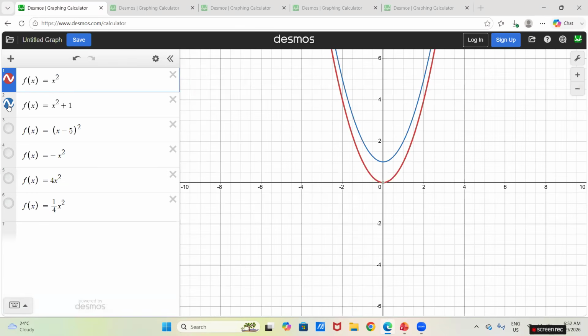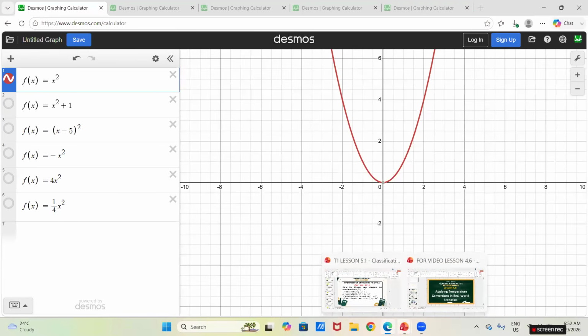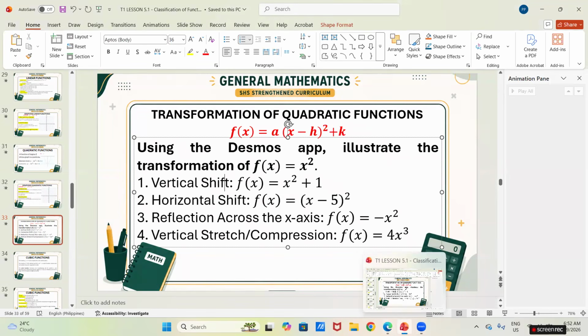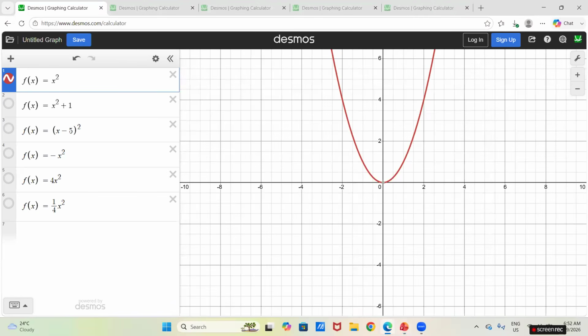So the graph moves upward, right? From red to blue. Did you see that one? This is what you call a vertical shift of the graph. So the graph shifted vertically 1 unit upward, based on what we see here.